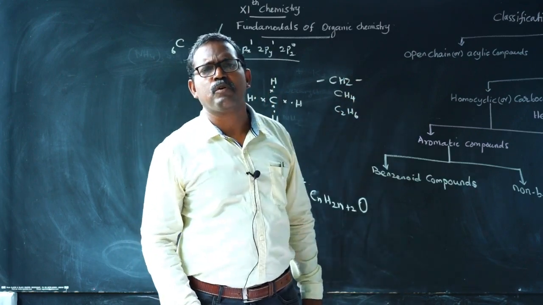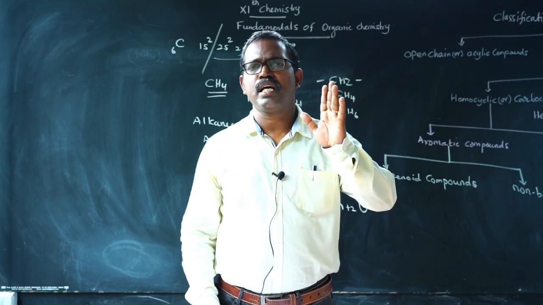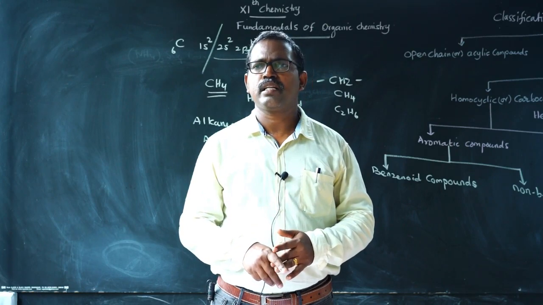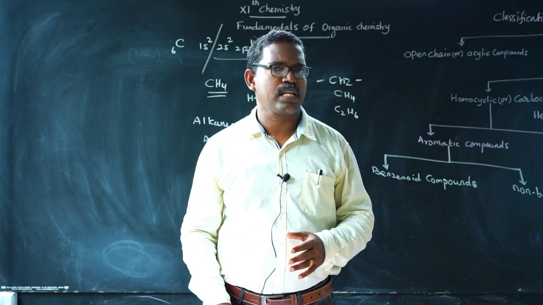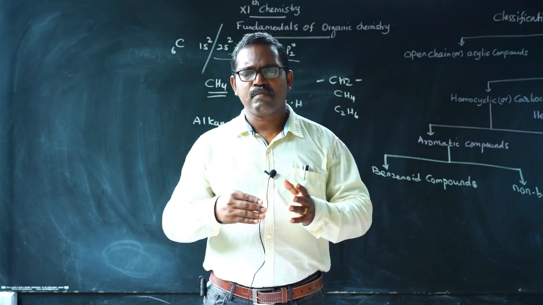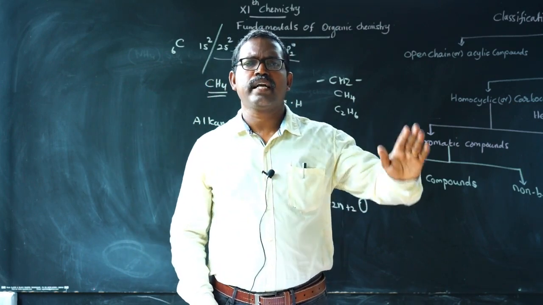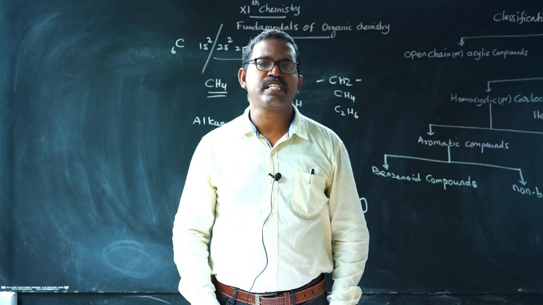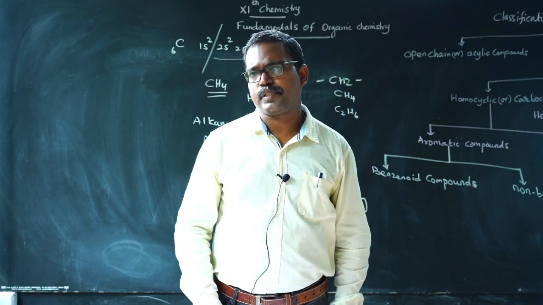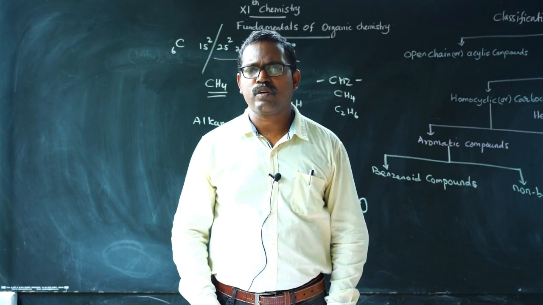All the members of a homologous series show similar chemical reactions or similar chemical properties. Their physical properties, especially melting points and boiling points, vary by regular gradation. There will be a regular gradation in the variation of physical properties, especially melting point and boiling point. So, these are some characteristic features of homologous series.